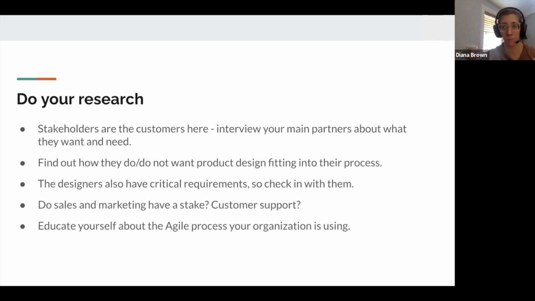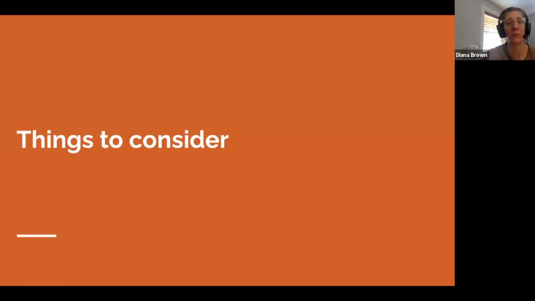Similarly, customer support might have a similar interest. So they may be more downstream, but think about that. And will you have a great way to communicate with them using your methods? And educate yourself. Make sure you understand. Even if nobody else wants to read a book about Agile, you should read a book about Agile, or at least a couple articles. The internet is full of information, and it's really easy to form your own opinion about what you'd like to see in your process.